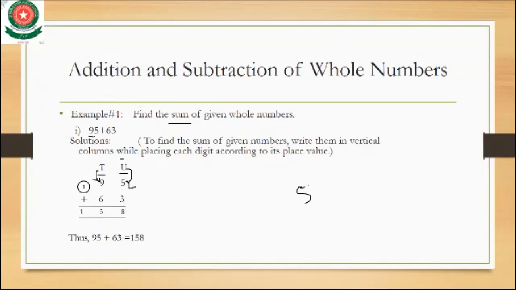And the next number is 63. The 3 is at the most right side, so you will write it at the unit, and the most left side digit is 6, so you will write it below the T. Okay, first we will add the most right side digits.